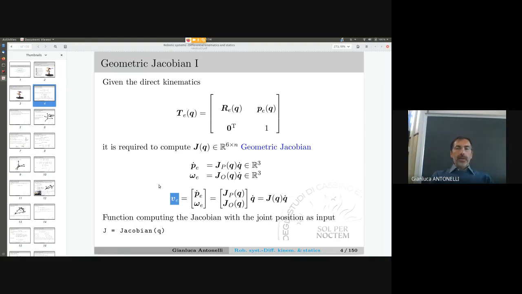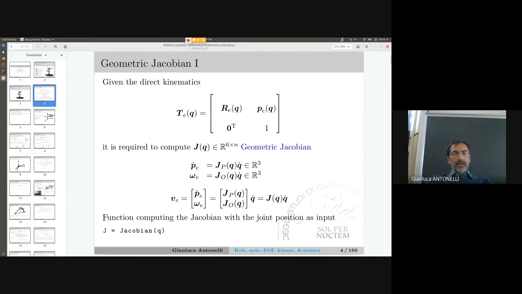Depending on the situation, I may talk about velocity, and the meaning is linear and angular. Okay? So just pay attention to the fact that this vector is a six-dimensional vector, but the unit measurement of the first three is meters per second, and the unit measurement of the second three elements is radians per second. Okay? It's not homogeneous in the unit measurement. However, Q dot depends on what kind of joint I'm considering. So it could be radians per second for rotational joints and meters per second for prismatic joints.